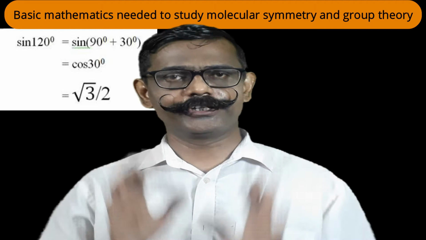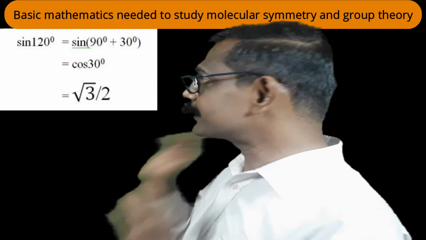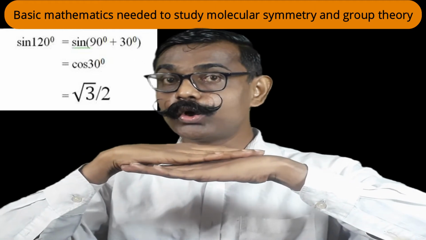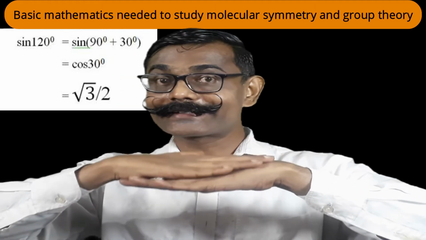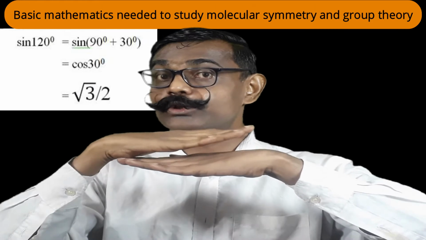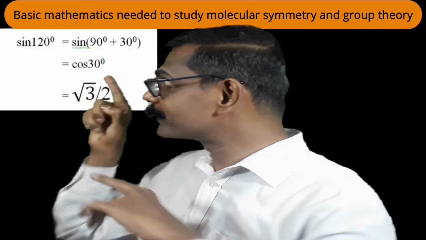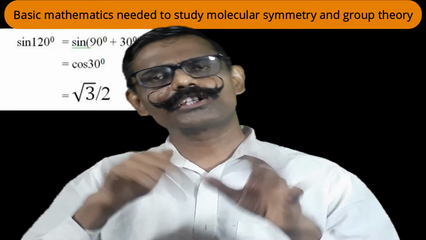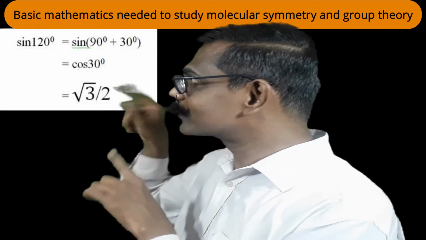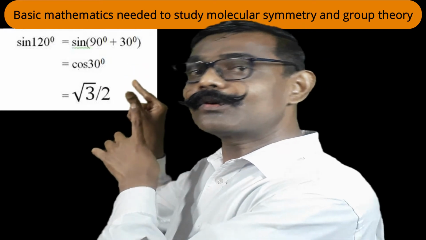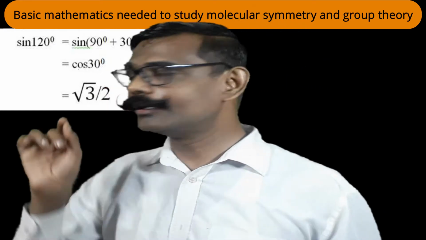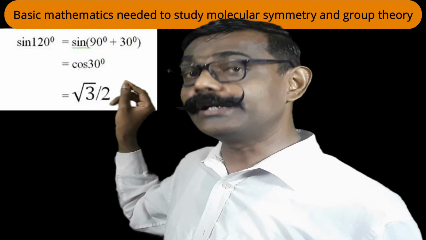90 plus 30. So sine of 90 plus 30. When we measure a 90 angle there, from 0 to 90, the x-axis becomes the y-axis. So if there is a change in axis in that representation, then we have to change the function. Sine becomes cos. Cos will become sine. So now the sine function is there, so it will become cos. And which angle is there? 30. So it will be cos 30.